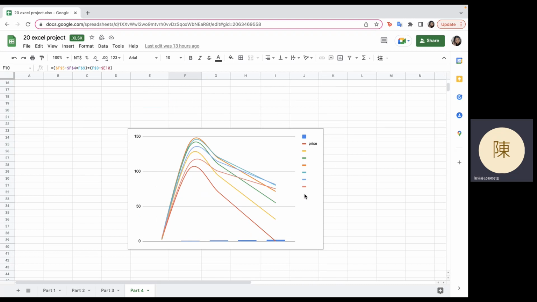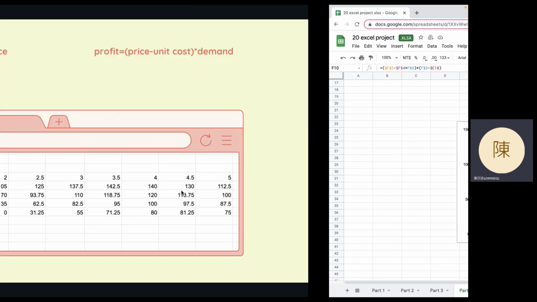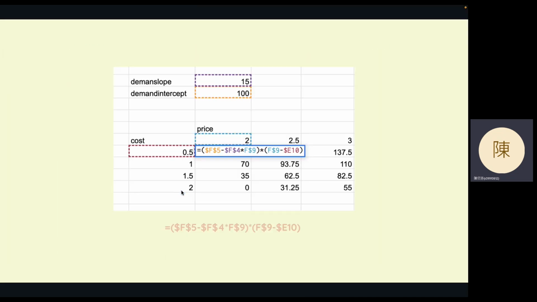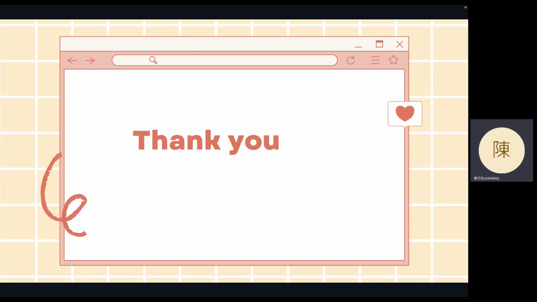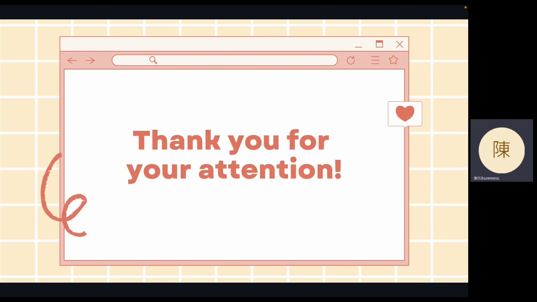So as we can see here, this is the chart that we got from it. As we can see, it goes from like bottom here up, and then it just crashes down again. So that is basically it for our Excel basic spreadsheet modeling.